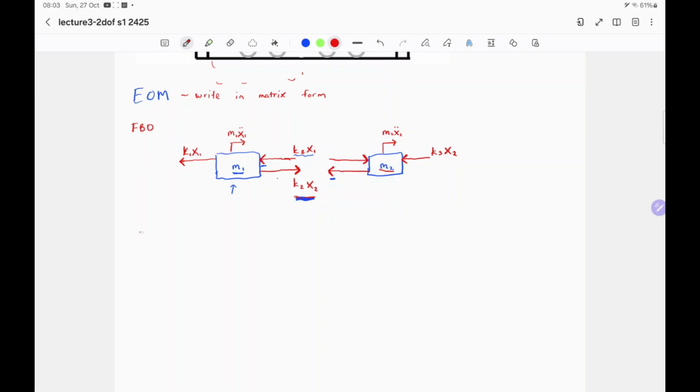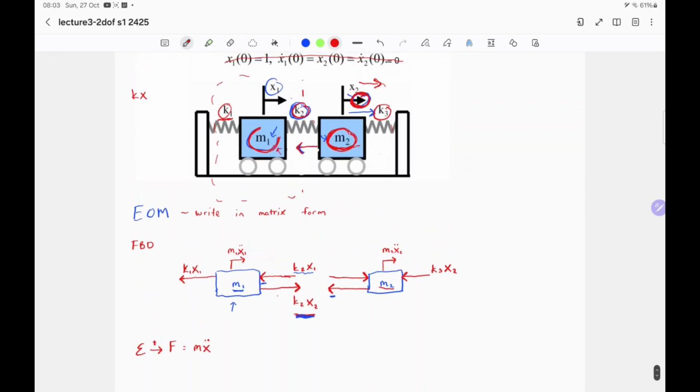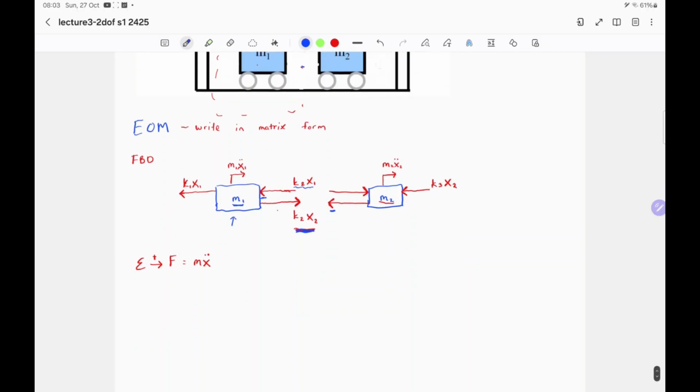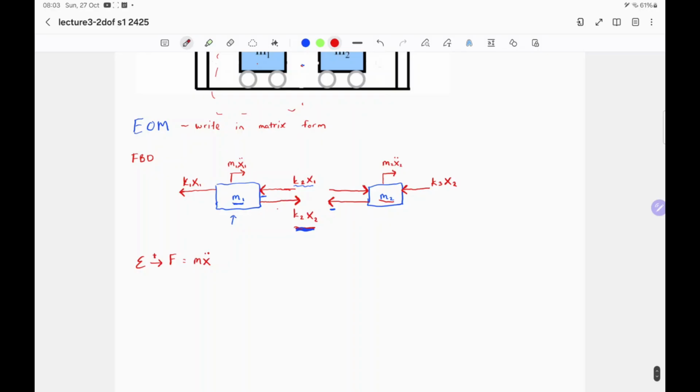So sigma f, going to the right hand side, sorry. So sigma positive f is equal to m x double dot. Going to the right is positive because we know that mass 1 and mass 2 are going in the right hand side direction, so we assume going to the right hand side is positive. So let's do mass number 1 first.